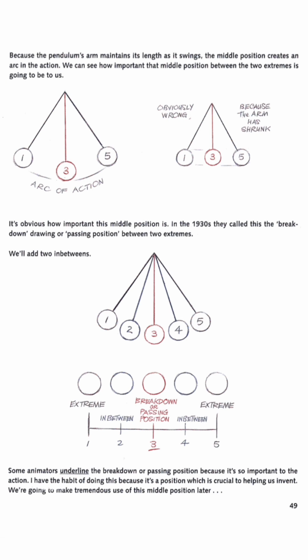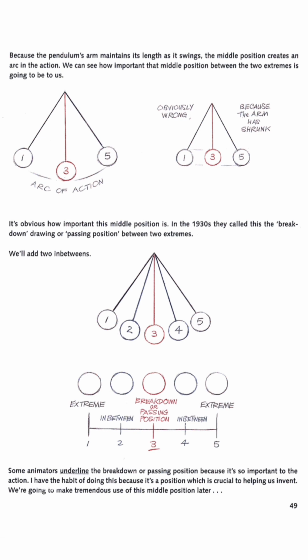It is obvious how important the middle position is. In the 1930s, they called this the breakdown, drawing or passing position between two extremes. We'll add two in-betweens. So you see the 1, 2, 3, 4, and 5. The 1 is the extreme, the 2 is the in-between, the 3 is the breakdown or passing position, the 4 is the in-between, and the 5 is the extreme.